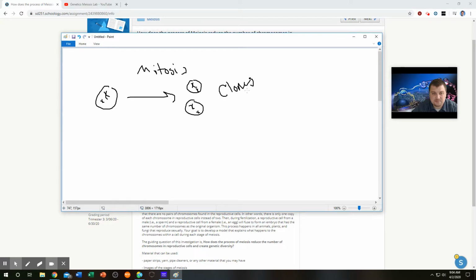These are clones of each other, and this is how our body gets made. All my skin cells will be the same, because they're created through mitosis. But let's look at meiosis.